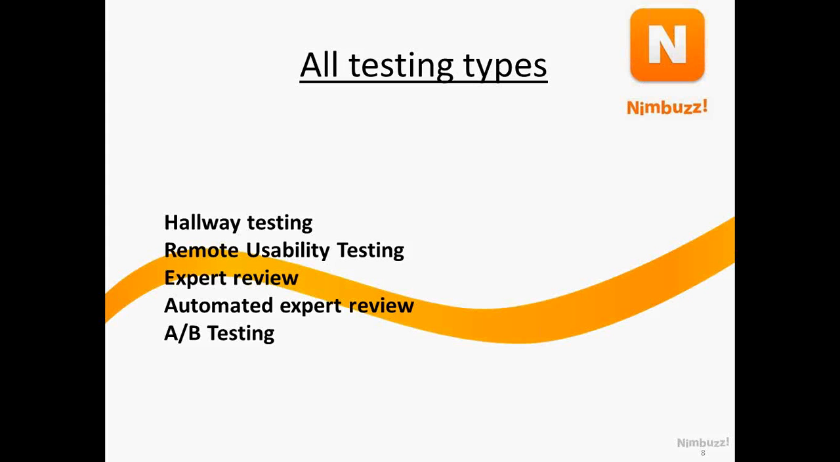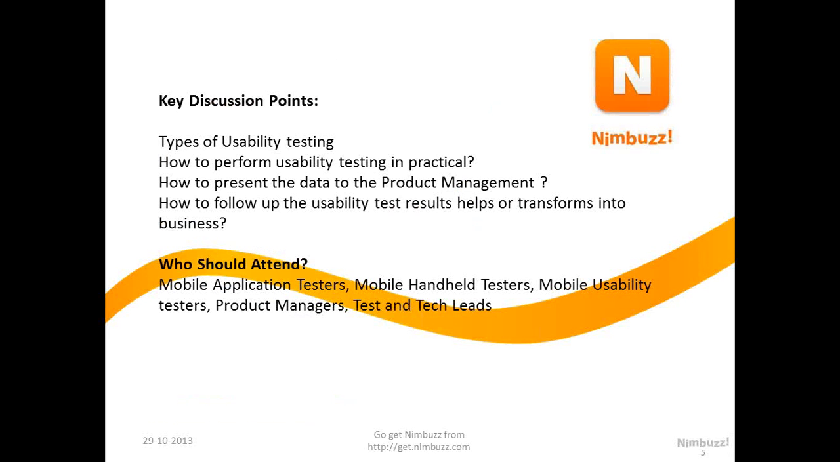So let me go back and check the key discussion points. I have given an overview of the types of usability testing. Now let's move on and see what the methods are, and how you will perform each type.